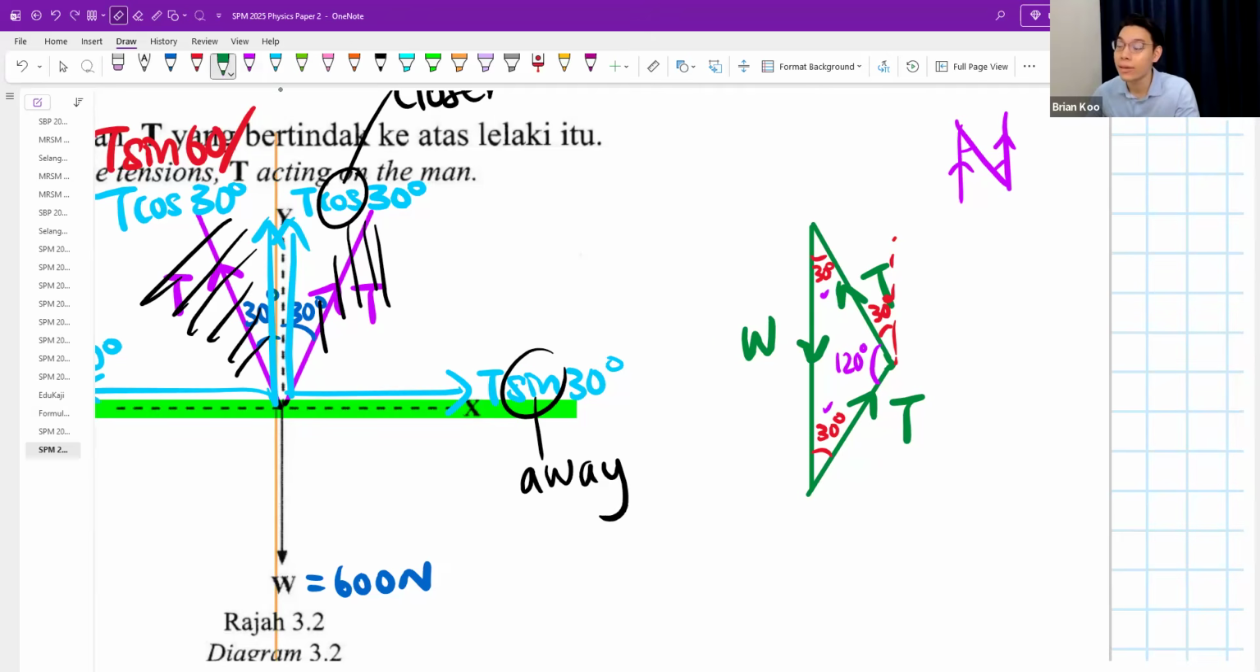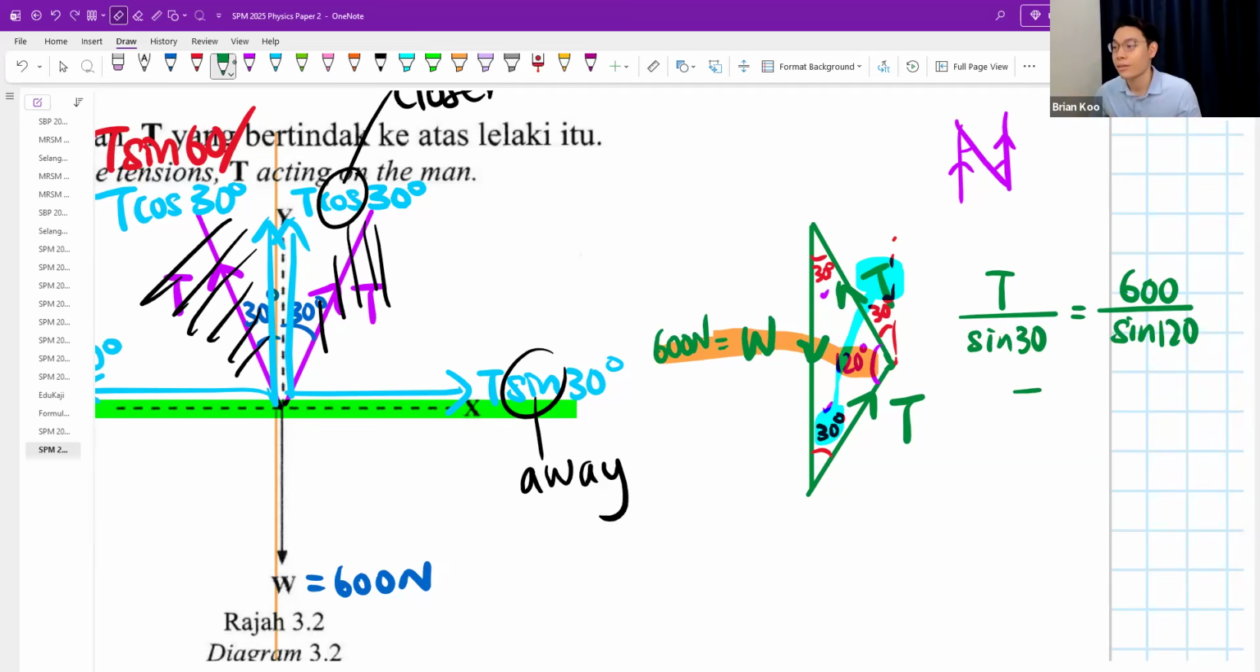What is the weight again? 600 newtons. How to find the tension? I can do something called the sine rule. The T and the 30 is one pair. The 600 and the 120 is one pair. You can do it like this: T over sine 30 equals the force divided by sine 120, so 600 over sine 120. Find the T. I assure you will get the same answer.